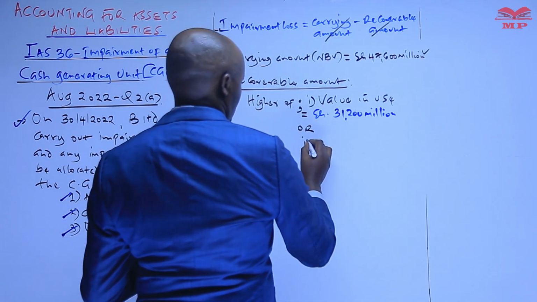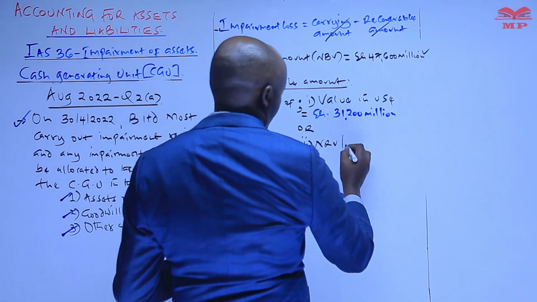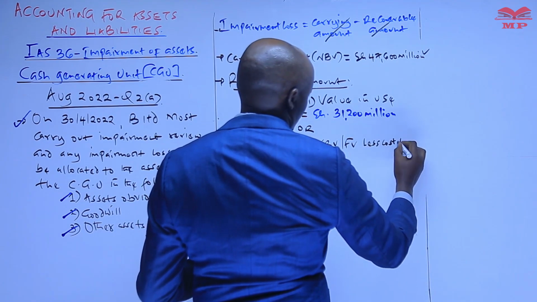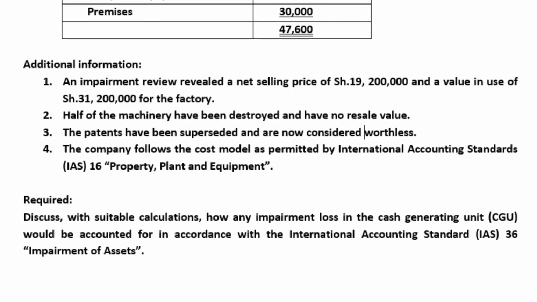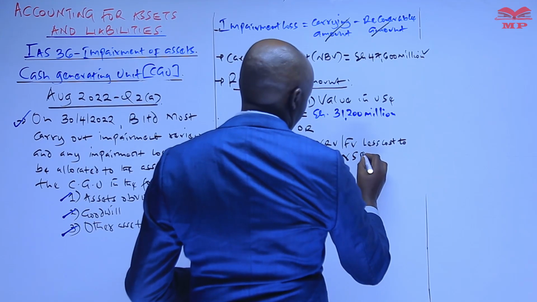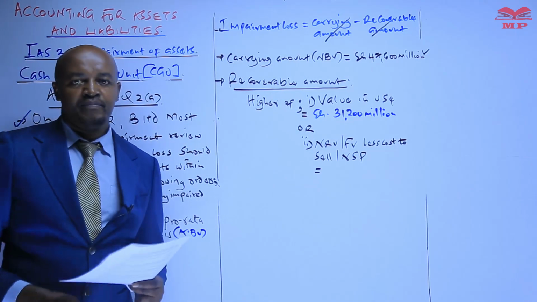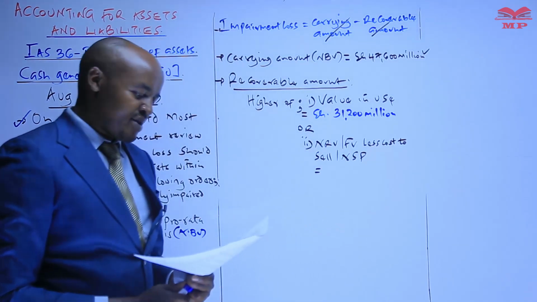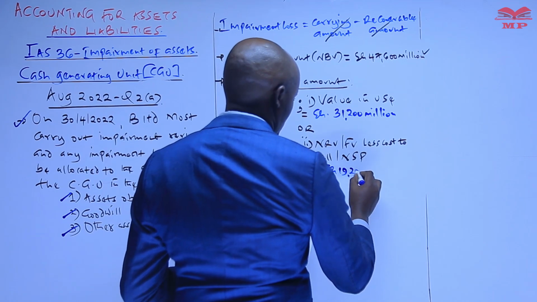Roman 2, the net realizable value. The net realizable value in other terms is the fair value less cost to sell. And this is what in the additional information number 1 is given as the net selling price. The net selling what? Price. Because when we talk about the net selling price, this is the amount which the company will receive after selling the asset minus any cost which will be incurred by the company in selling that what? Asset. And this is given as 19,200 million.